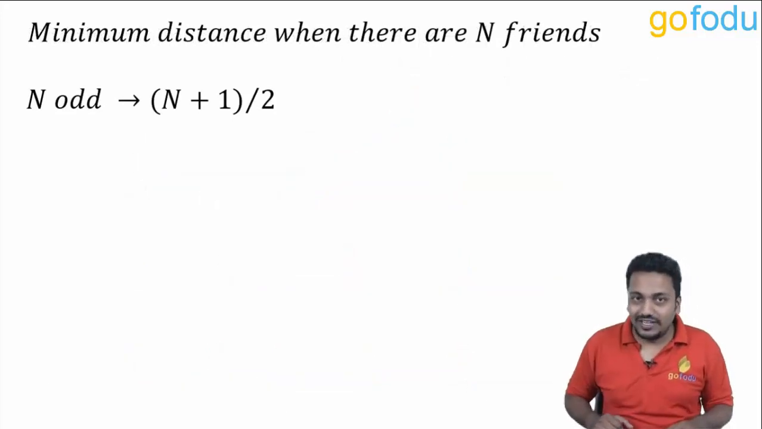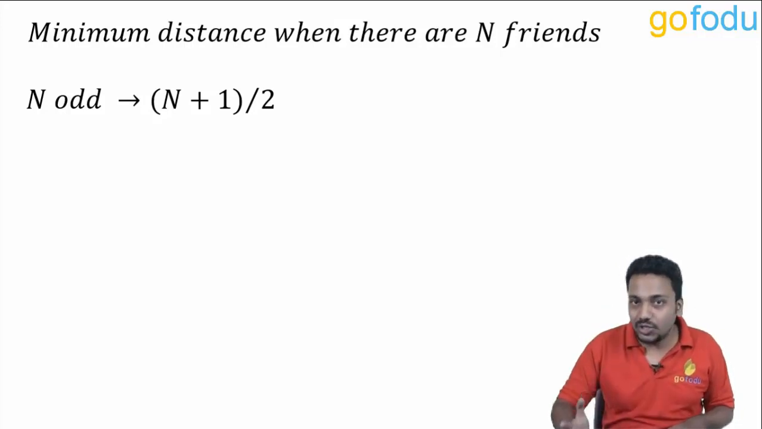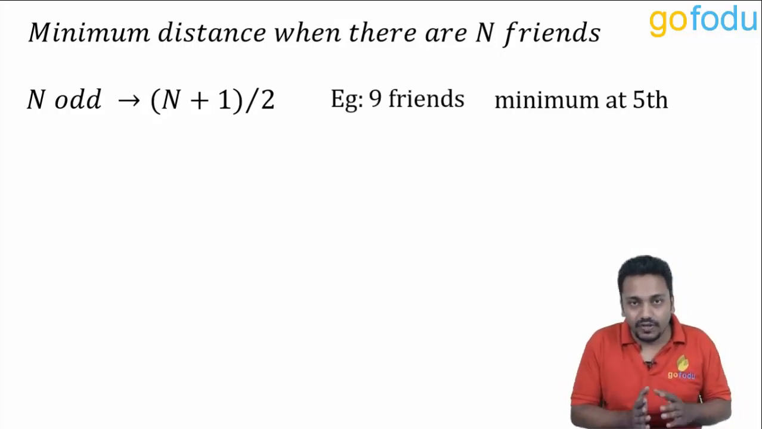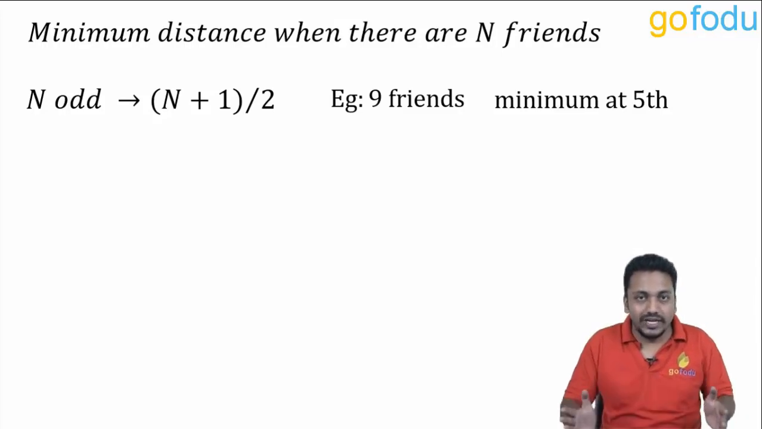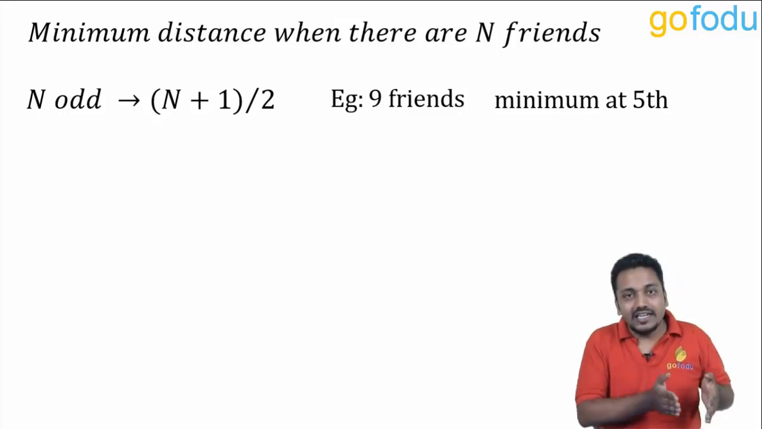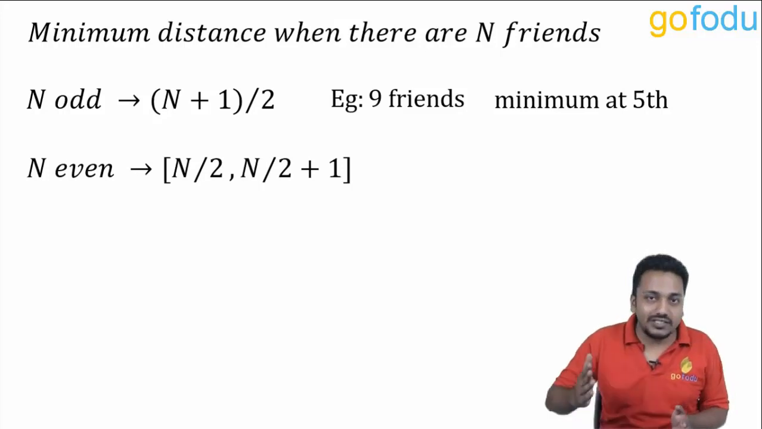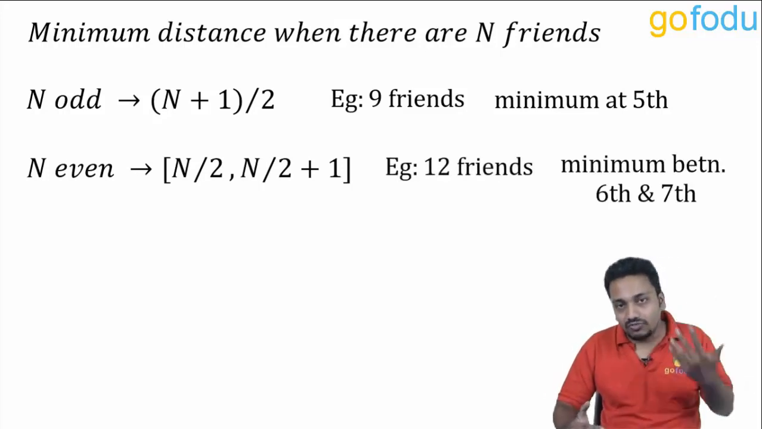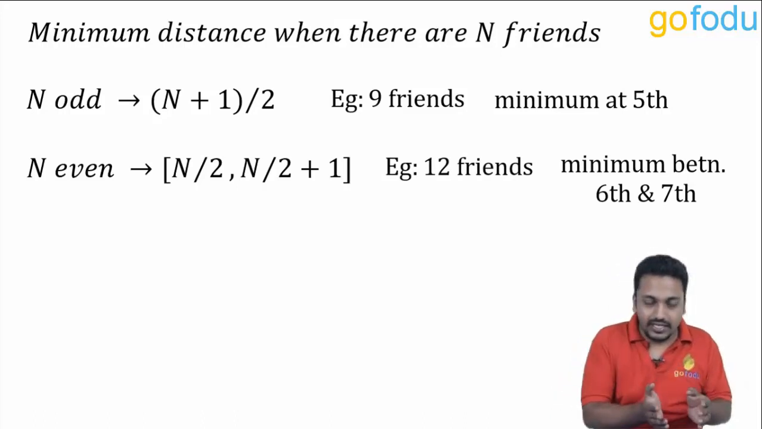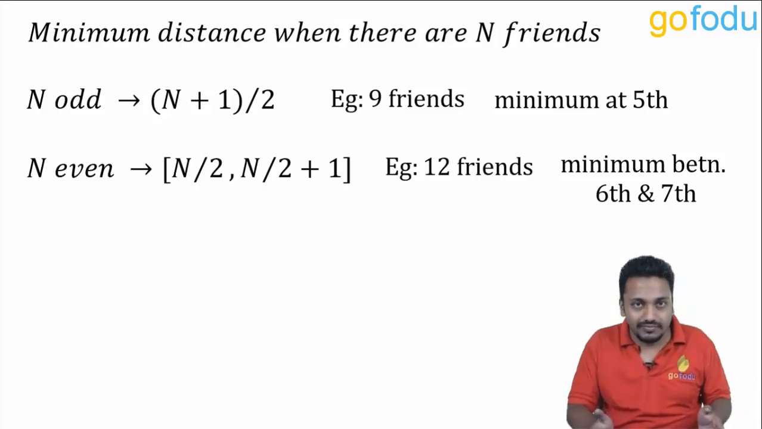When there are odd number of friends, when n is odd, middle value will be n plus 1 by 2. Let's say there are 9 friends, then the middle value would be 9 plus 1 by 2, 10 by 2, 5th place. So they should meet at the 5th person, where the 5th person is standing. Okay? And when n is even, the point of meeting can be anywhere between n by 2 to n by 2 plus 1. For example, if there are 12 friends, they can meet between 12 by 2, that is 6th. They can meet at the 6th position or at the 7th position or anywhere between them. Right?